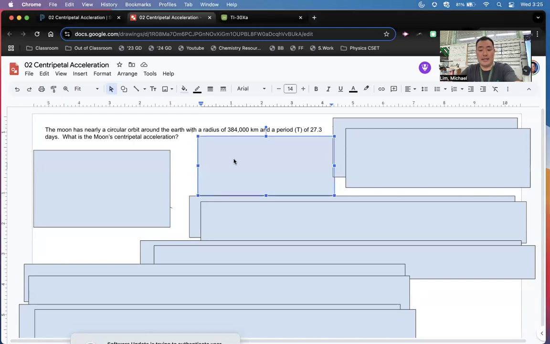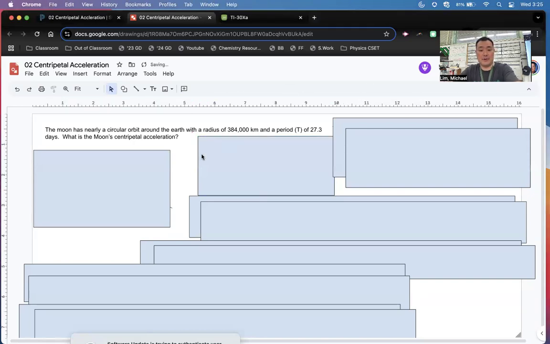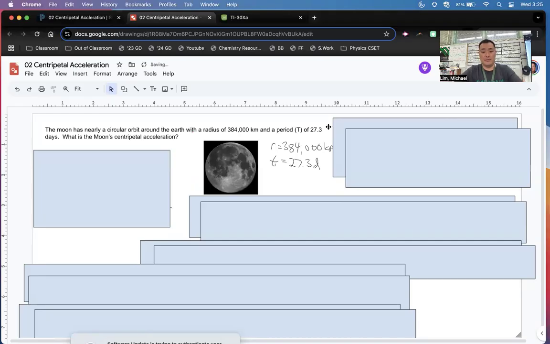It's good to draw a diagram first for your overview. We've got a radius of 384,000 kilometers and time is 27.3 days. Now, right off the bat, we should identify these units are not velocity units. Velocity is meters per second. So we need to convert the kilometers into meters and the days into seconds.